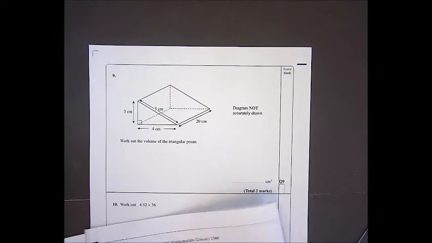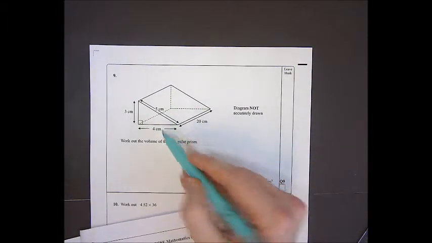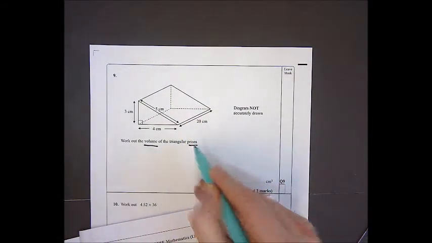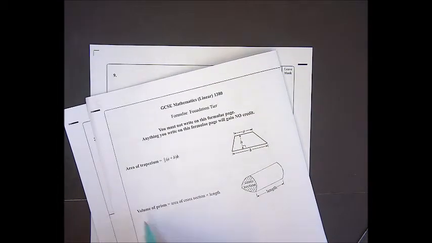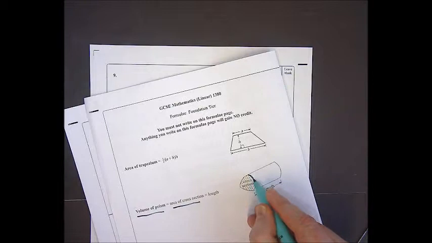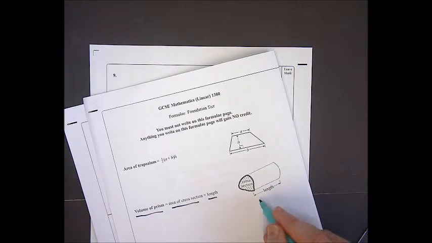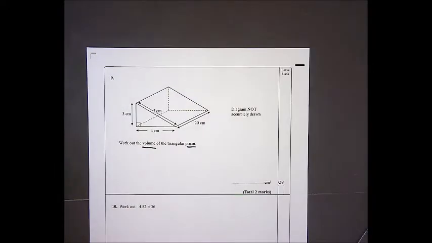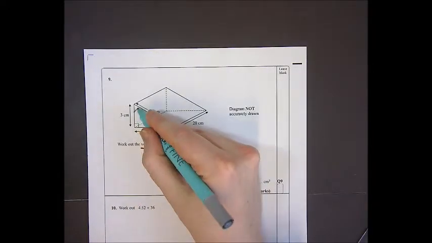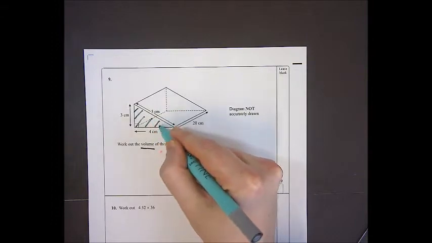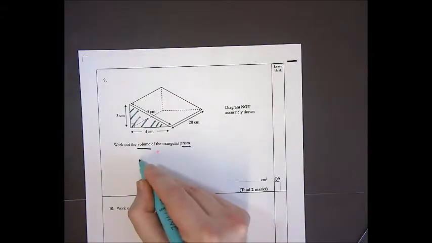Question 9. Right, if you look here, it's a question about volume of a prism, and if we go back to the beginning of our test paper, we'll see that we've got a formula for volume of a prism, and it says area of cross section, which is the area of the shape at the front, times by the length. So the shape at the front, the cross section, is this area here. It is a triangle.